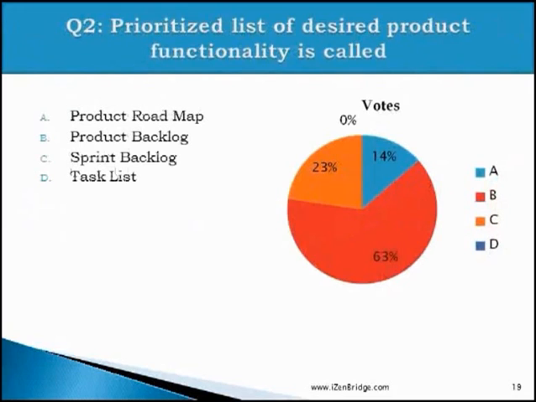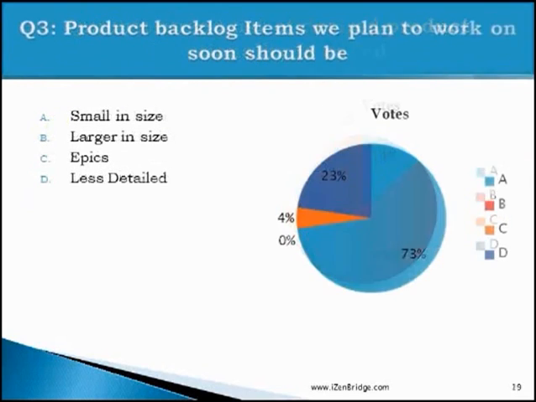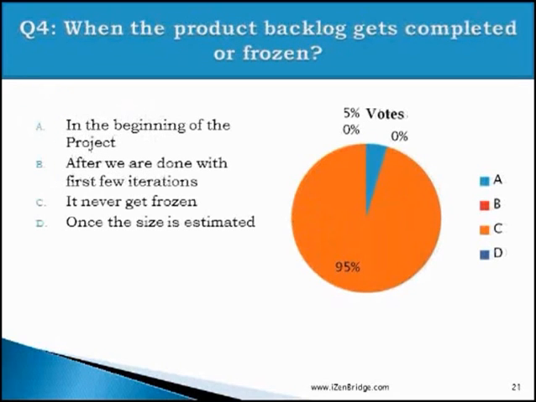Now this is just a definition and most of you got it right. A prioritized list of desired product functionality is called the product backlog. Product backlog items we plan to work on soon should be small in size. Most of you got it right. The product backlog items which are of low priority remain large, they are epics and they are less detailed.